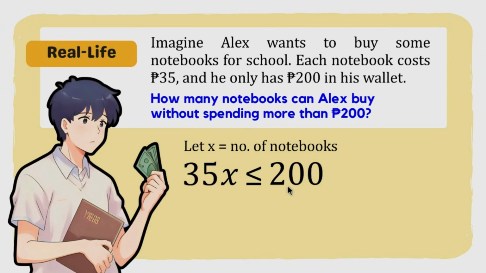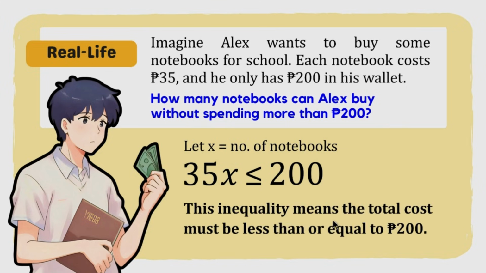Yes, because he has 200 pesos. We can use the equal. Okay, so it's less than or equal symbol. Now, this inequality means the total cost must be less than or equal to 200 pesos. Okay, ito po yung pag-represent natin ng ating problem using linear inequality.